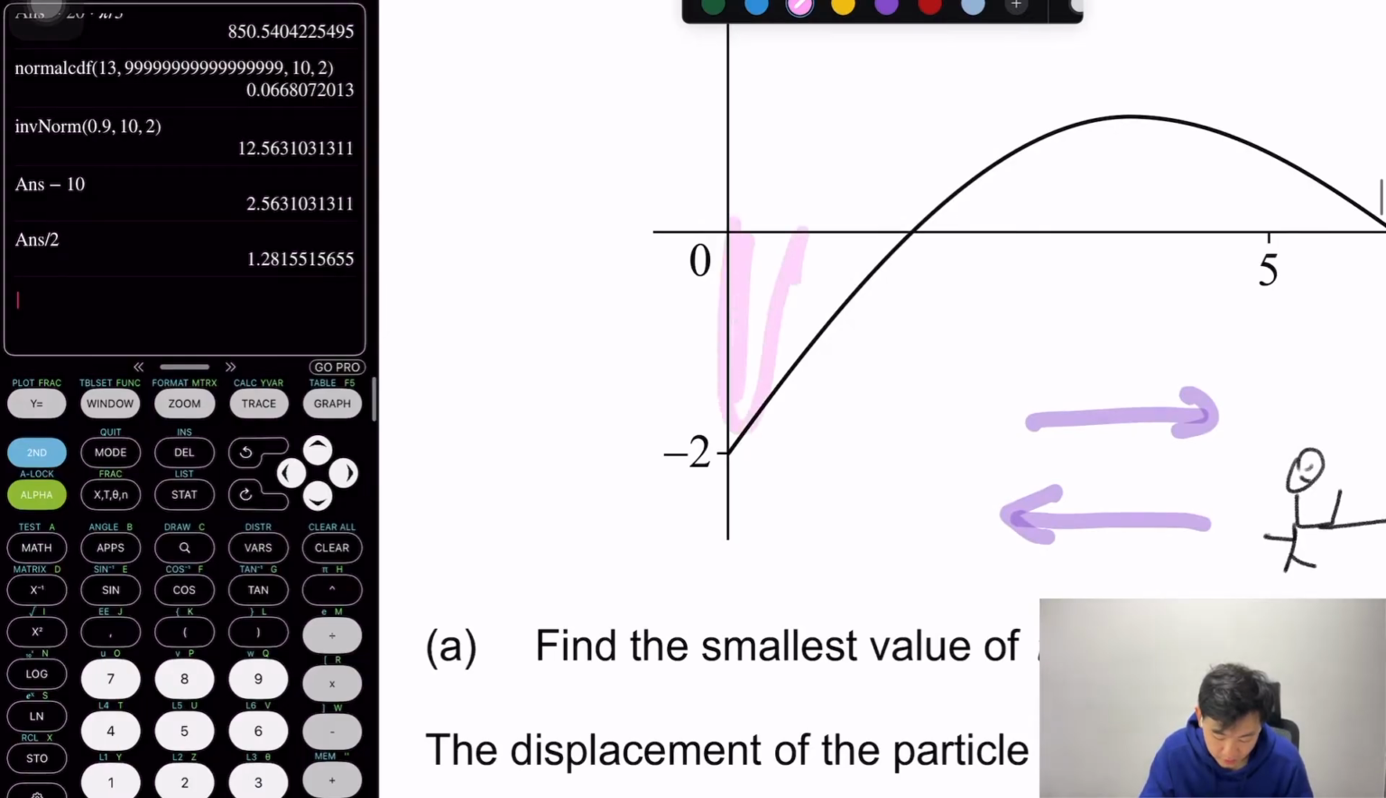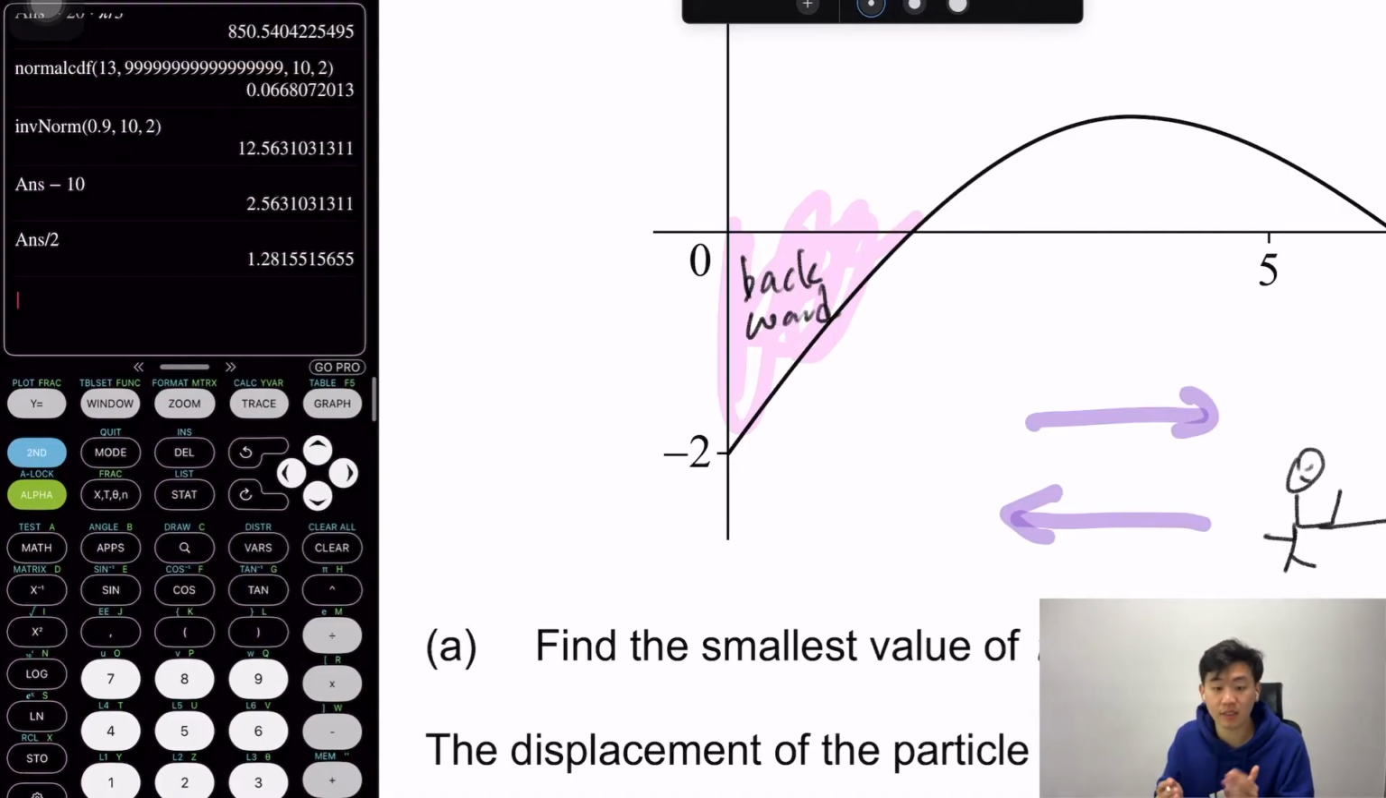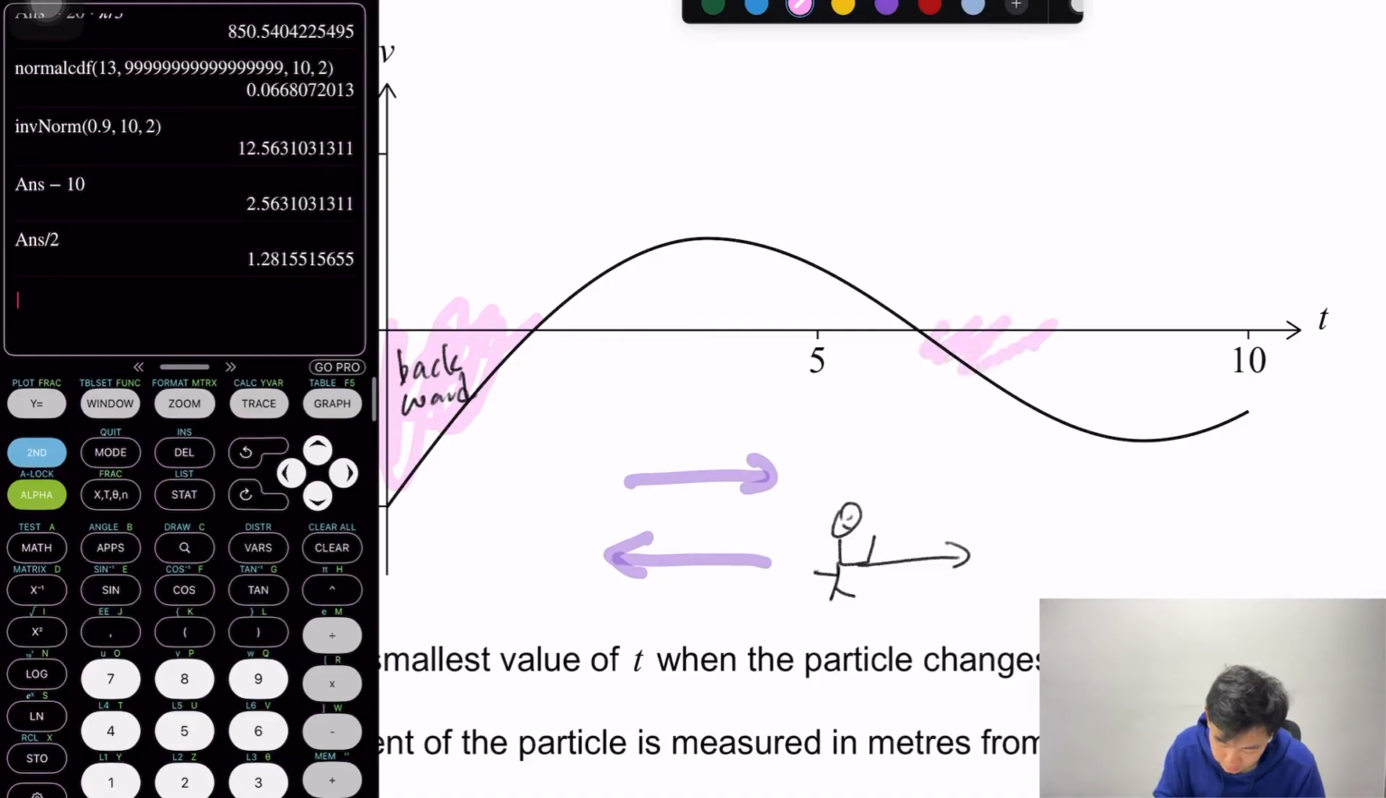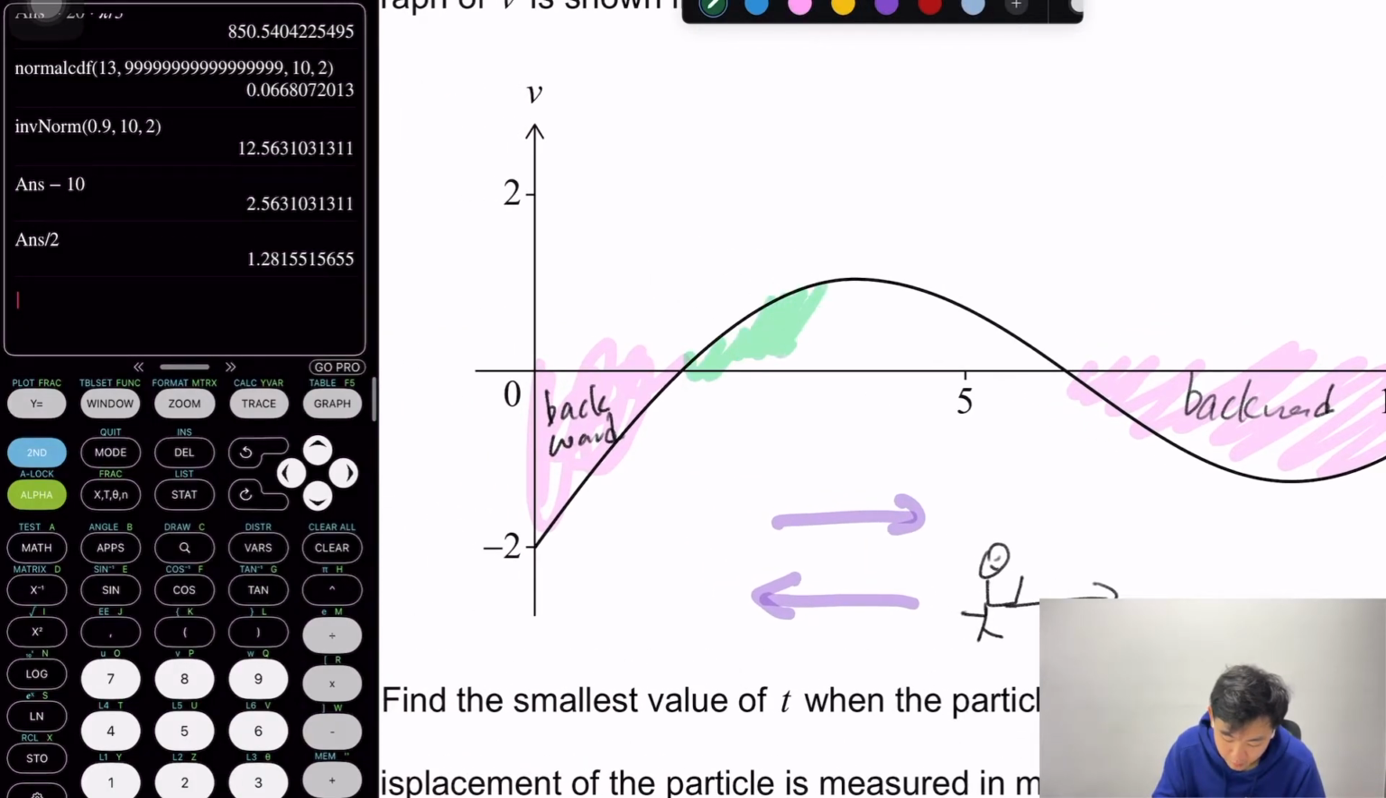So that means at this part, it's actually moving backward, right? Okay, because the VT graph is negative. You're having a negative velocity, that means you're going backward, right? So this part is actually going backward. Okay. When is it going forward? That's when the VT graph is above the x-axis. This is the positive version, which means it is going forward.